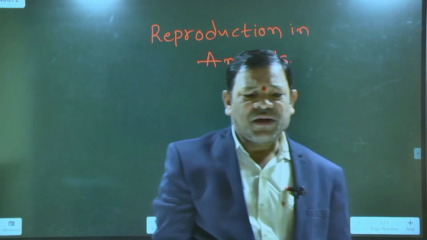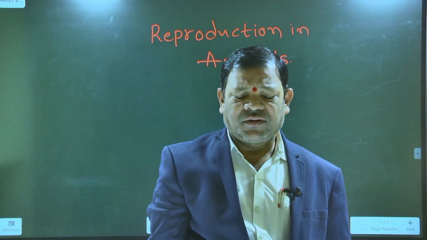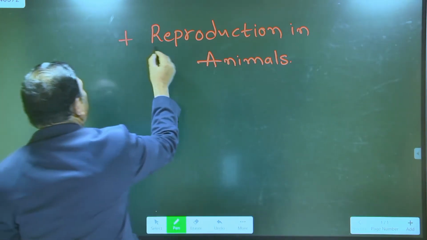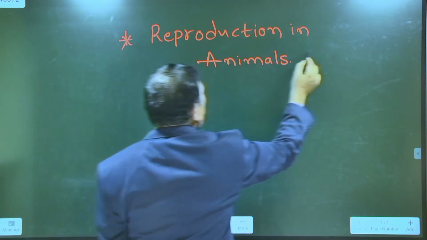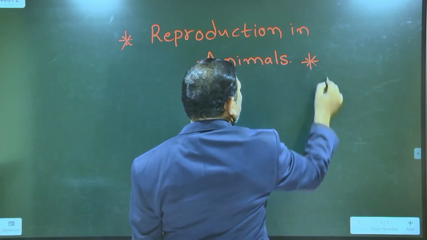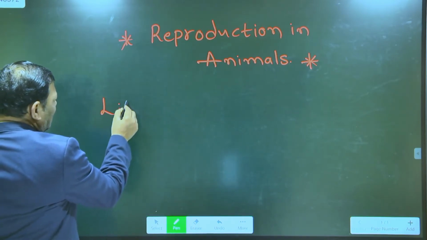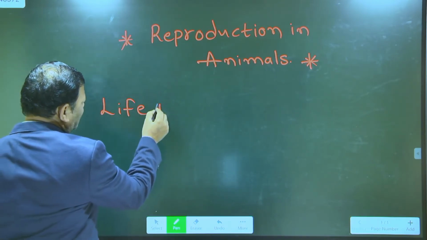So what is our topic? Reproduction in the animals. Okay. Yes. So first, what is the definition of reproduction? Before going to that, we will discuss the life process definition.